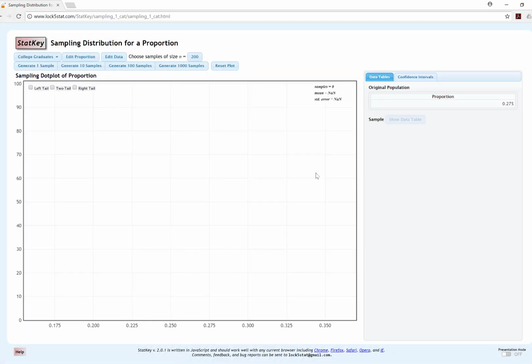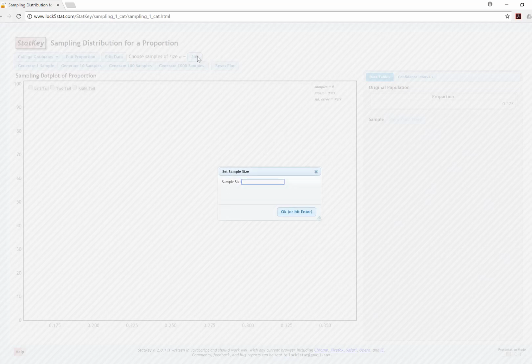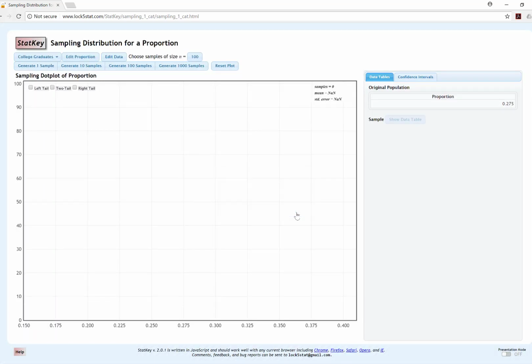We can also change the sample size. The default sample size is n equals 200. For this example, I'm going to change it to n equals 100. In this example, we have a population proportion of 0.275 and a sample size of n equals 100. These are the two things that we need to set in StatKey before constructing a sampling distribution for a proportion. Let's begin by generating one sample.